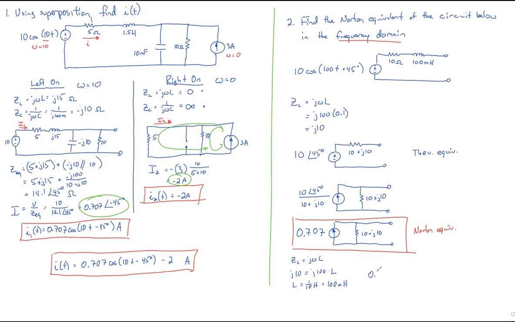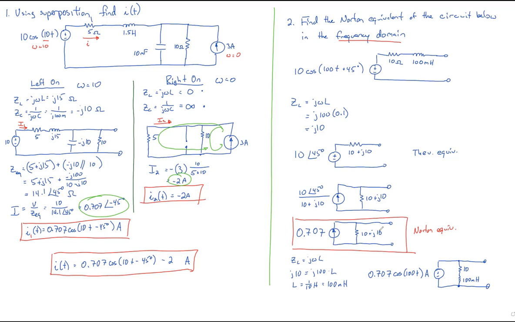It's a 0.707 cosine 100t current source. And it looks like it has a 10 ohm resistor in series with a 100 millihenry inductor. So if we're asked to find the same thing in the time domain, this is what we would have.